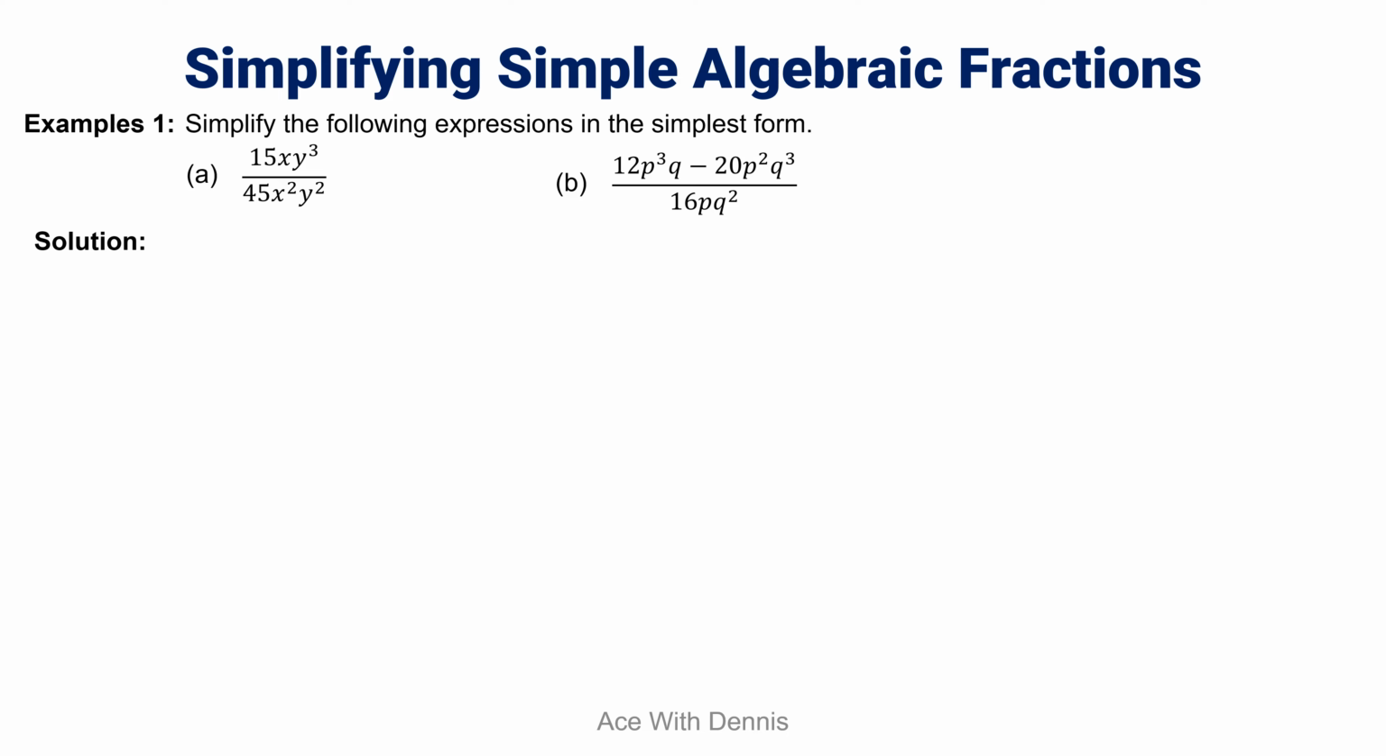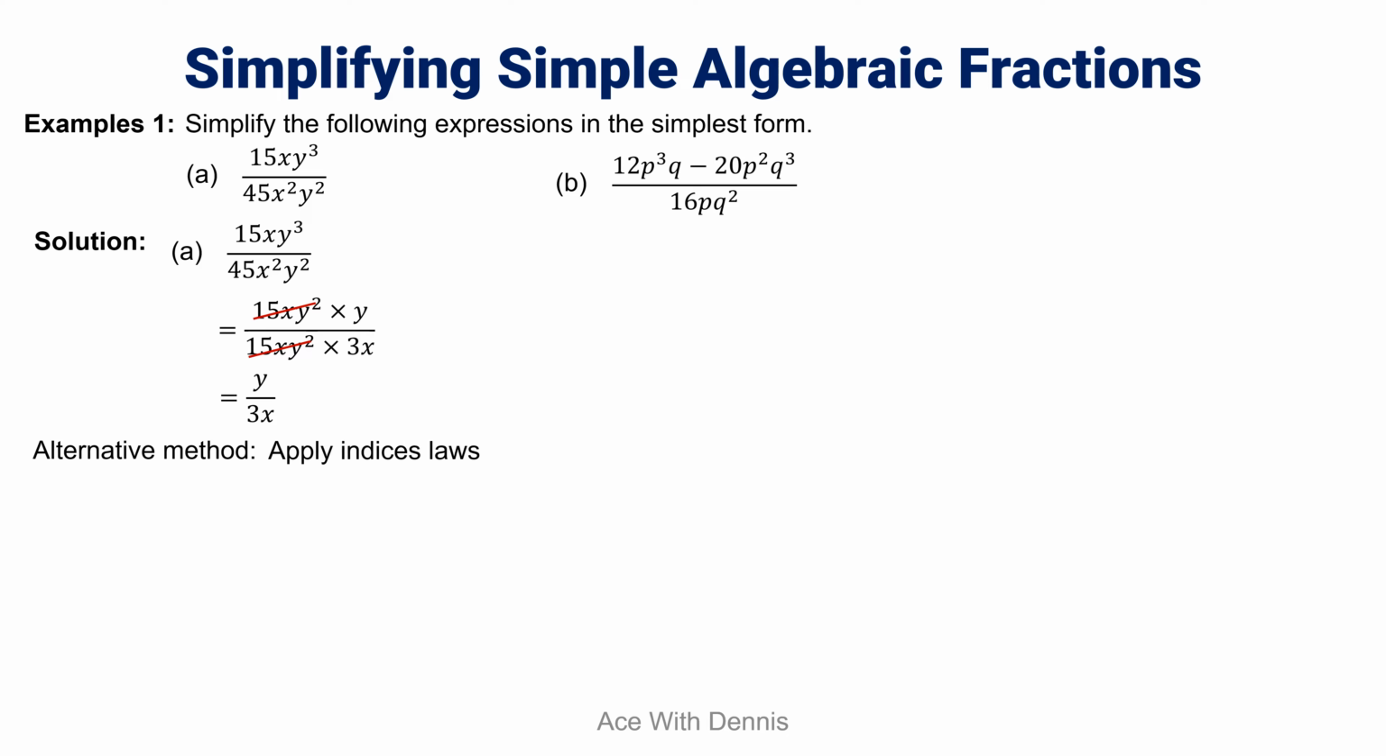So here's the solution. For A, 15xy cubed over 45x squared y squared, for the numerator and the denominator, their common factor is 15xy squared. So we can write the fraction as 15xy squared times y over 15xy squared times 3x. Then from here, we can cancel out the 15xy squared. So the answer will be y over 3x.